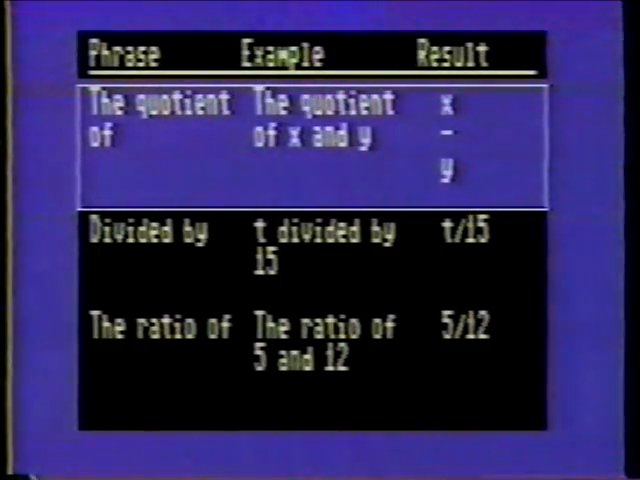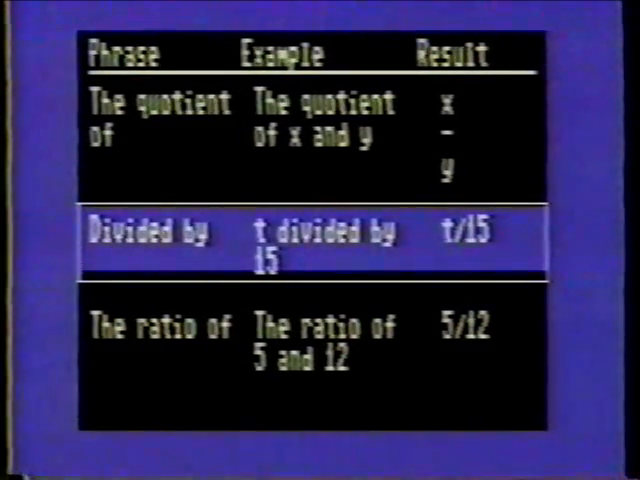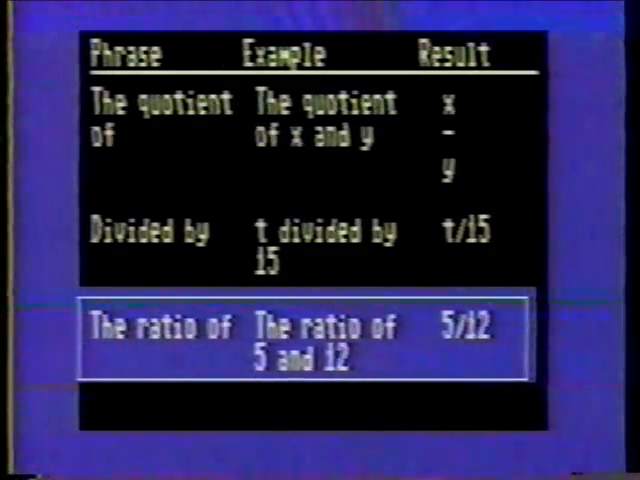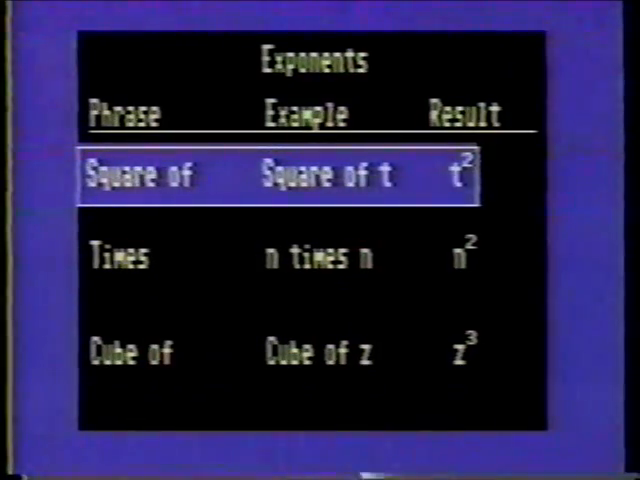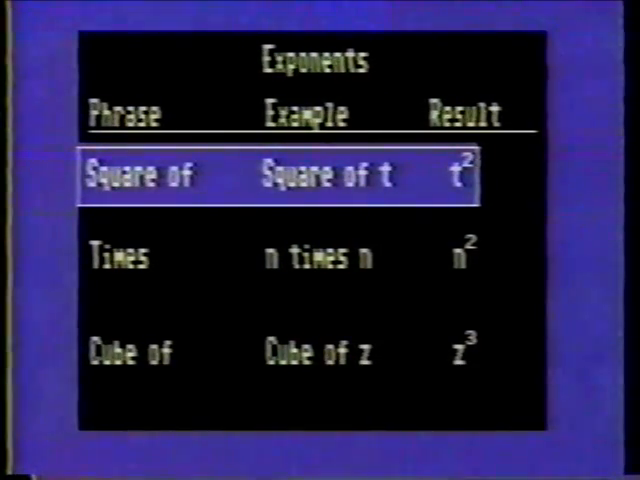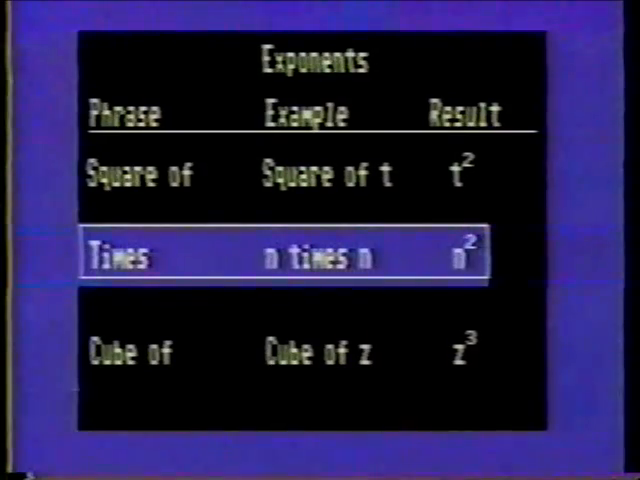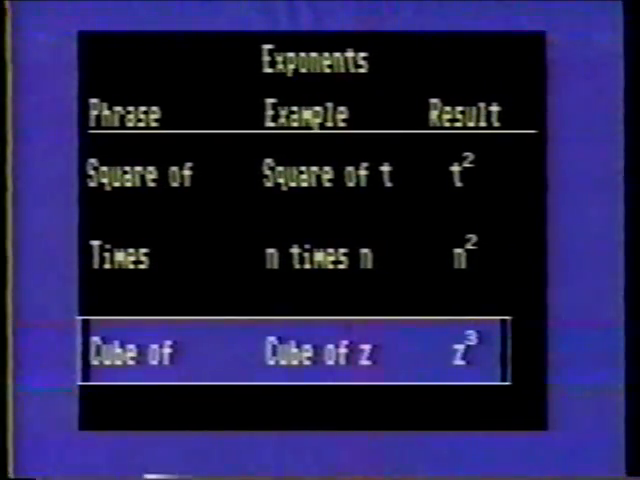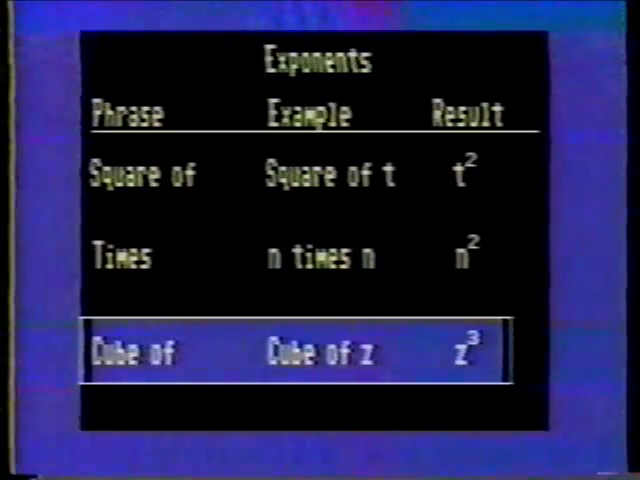The quotient of x and y means divide x by y. T divided by 15 means divide t by 15. The ratio of 5 and 12 means divide 5 by 12. The square of t means multiply t by t, which is t squared. N times n means multiply n by itself, which is n squared. Cube of z, or z cubed, means multiply z times z times z, which is z cubed.